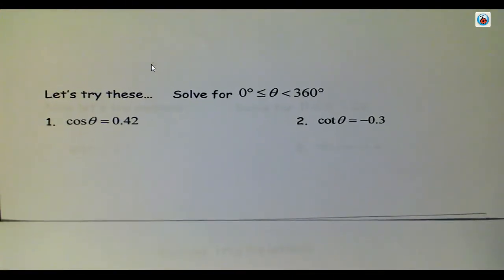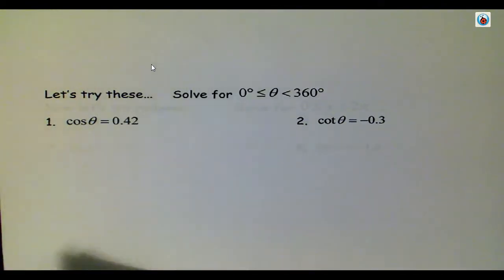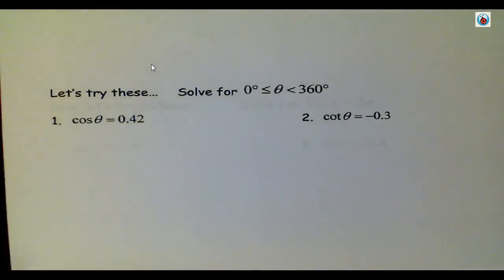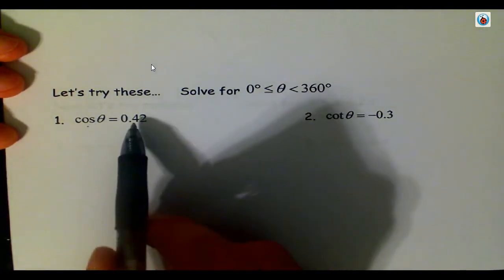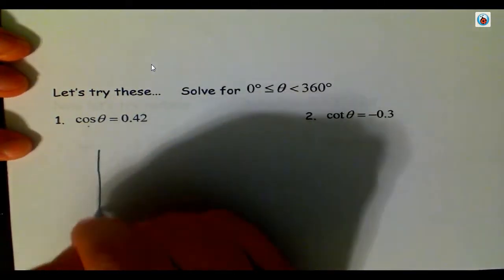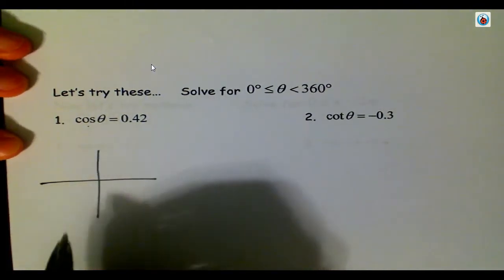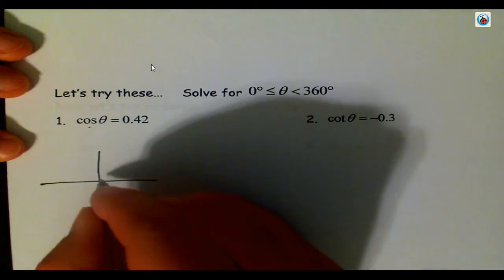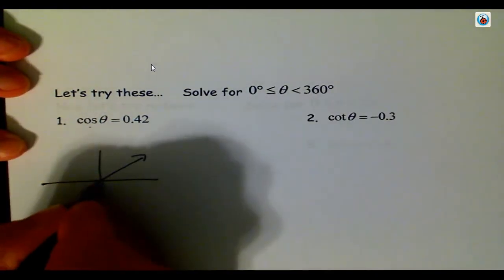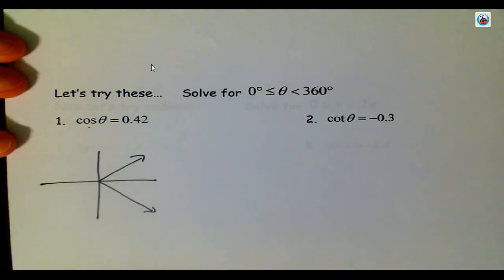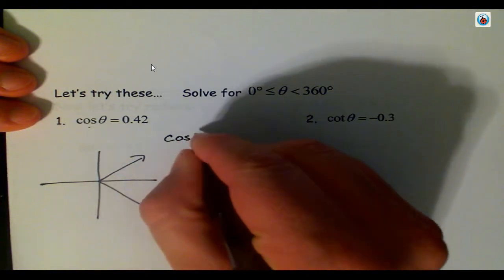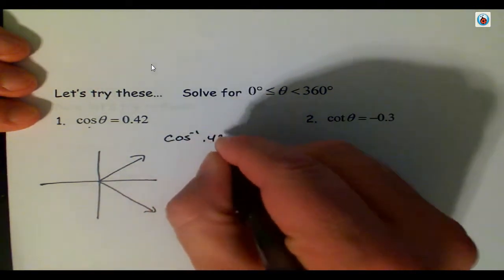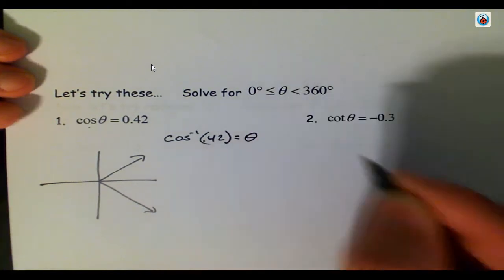Okay, we're just going to go through a few of these, make sure everyone gets it. So, just keep up. Okay, cosine is the x value. I'm looking at a positive value. So I'm going to draw my graph. The x values are positive on the right side of your graph, so over here, just like this. I need to take the inverse, so cosine inverse of 0.42 to help me find one of my angles.